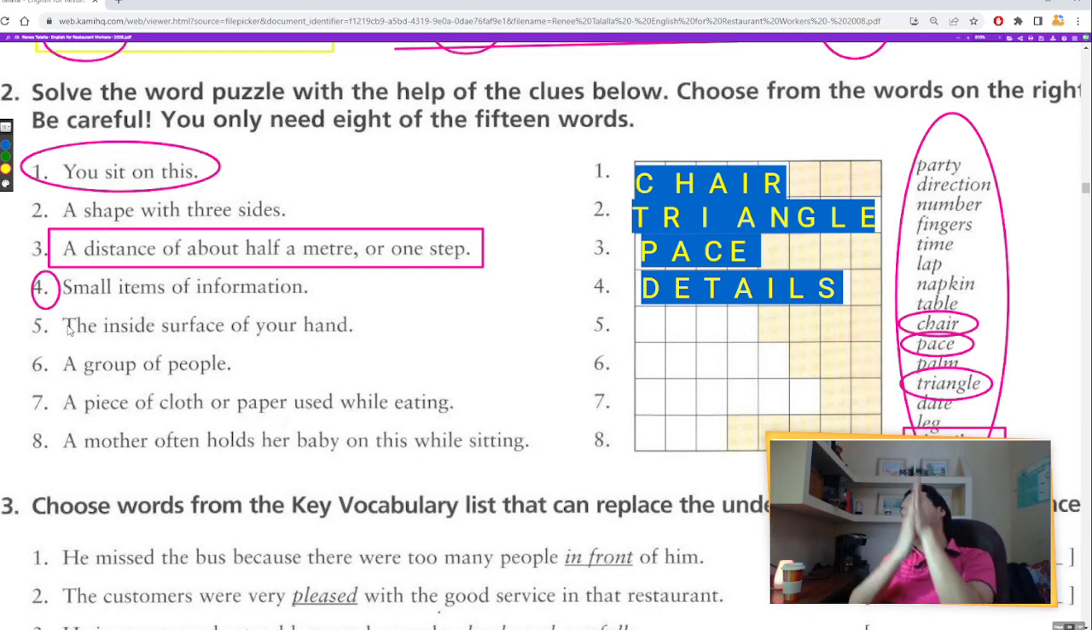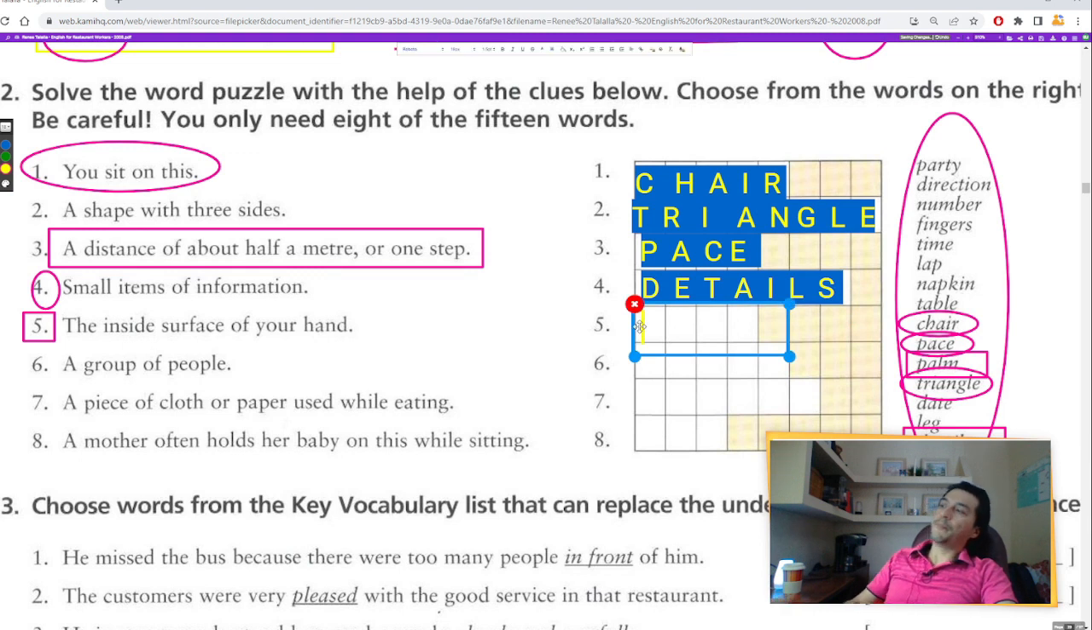Number 5. The inside surface of your hand. The inside. 1, 2, 3, 4. 4 letters. We call that the palm. The palm of your hand. Palm. P-A-L-M. The palm. The palm of your hand.